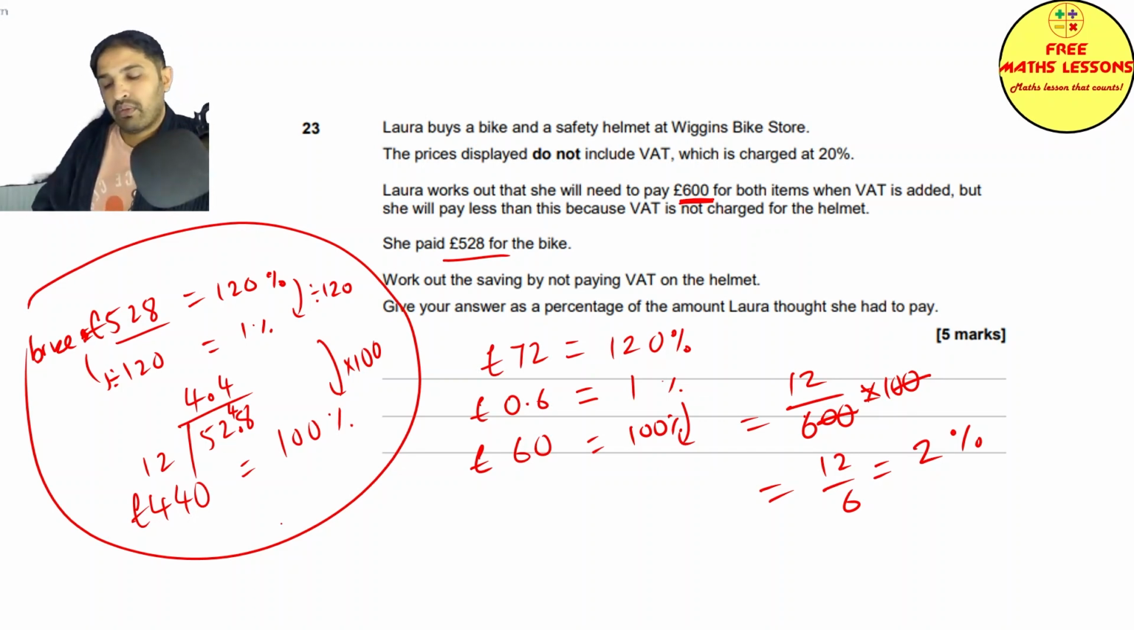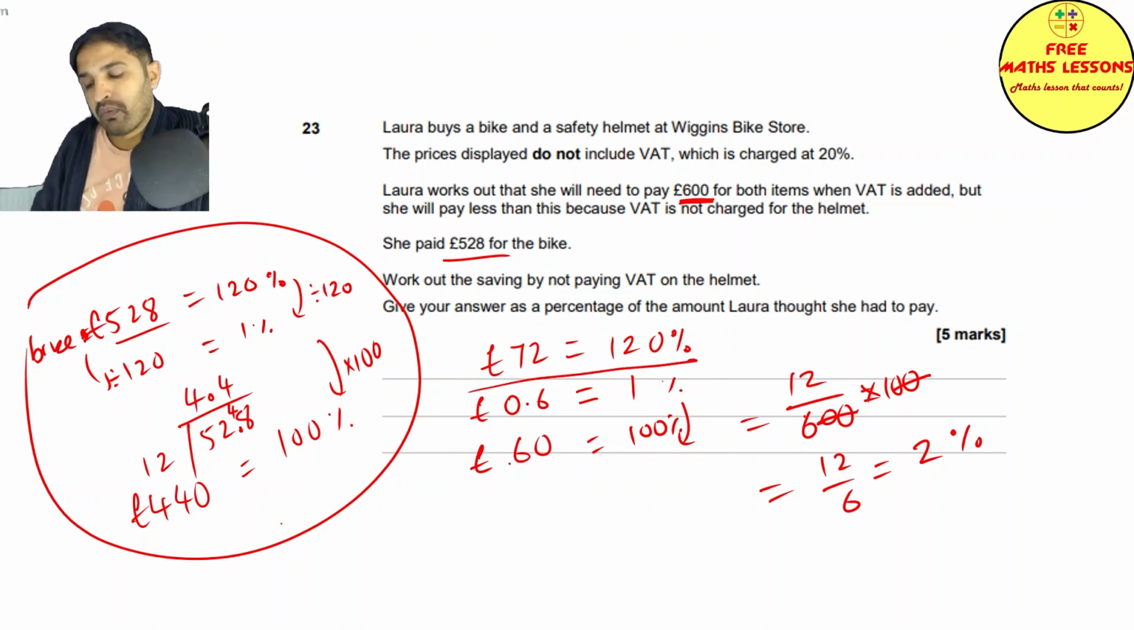Okay, again, let's go through this entire question again, so make sure that you get it perfectly. So Laura buys a bike and safety helmets from the bike store. The prices displayed do not include the 20% VAT, and she works out she had to pay 600 pound. When VAT is added, but she doesn't pay VAT on the helmet, she paid 528 pound for the bike, so that means she would have paid 72 pound for the helmet, including the VAT. So we work out the 72 pound with VAT would be 60 pound without VAT plus 12 pound.